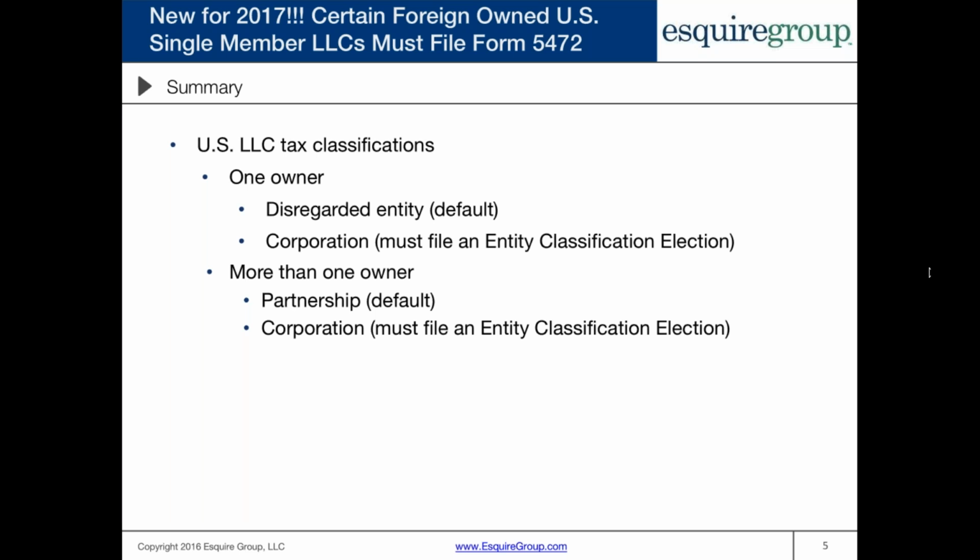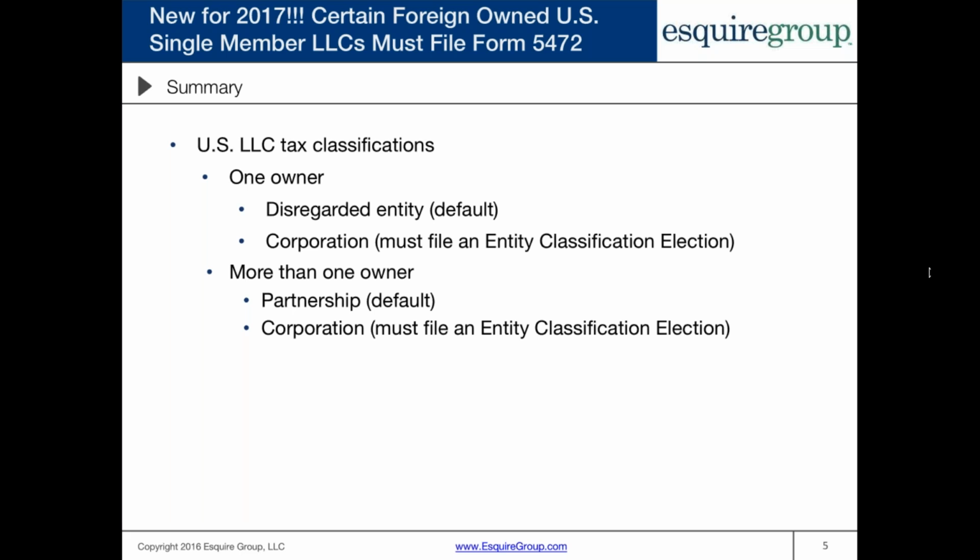A U.S. LLC with more than one owner by default is a partnership, meaning that it has to file a tax return, but the partnership itself, meaning the LLC, would not be taxable. The tax return simply says how the income and expenses were divvied up amongst the partners. A U.S. LLC with more than one owner can also file an entity classification election to be taxed as a corporation and become taxable as an entity in and of itself.